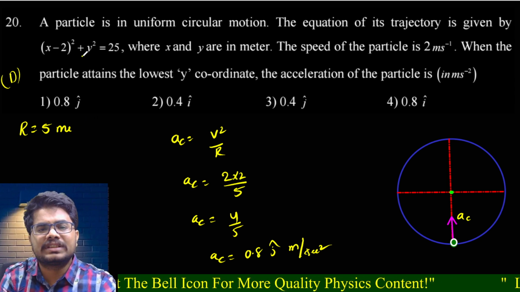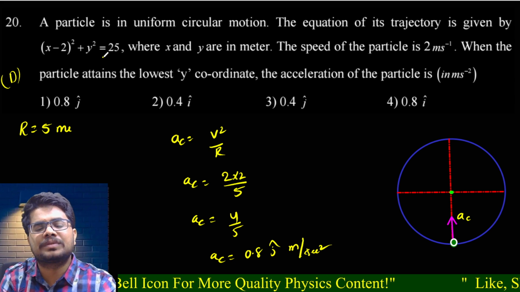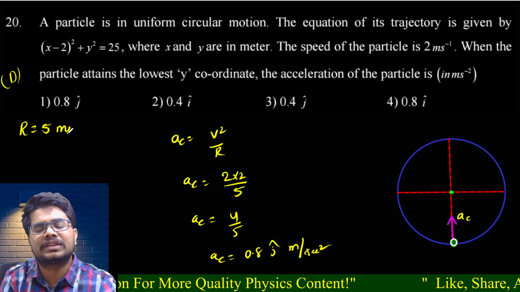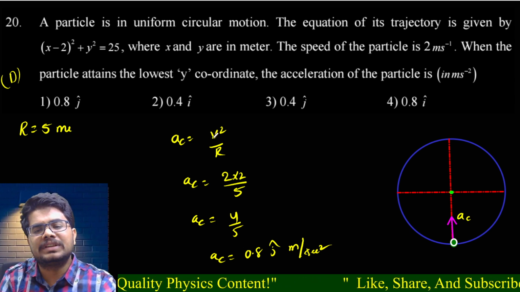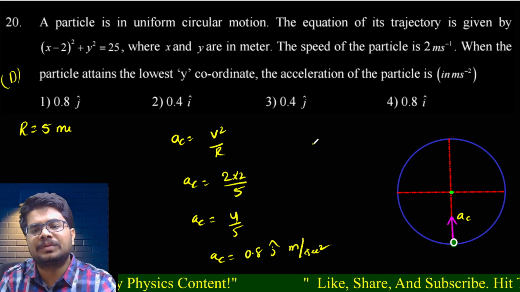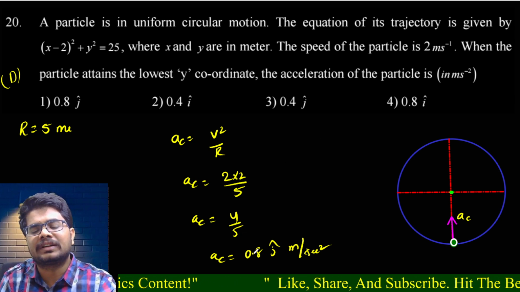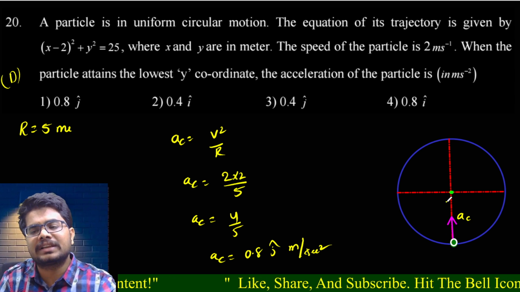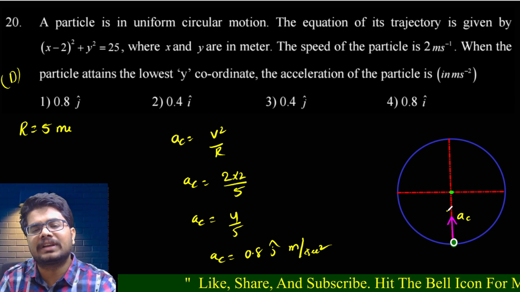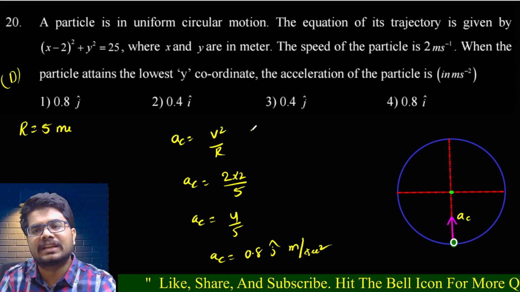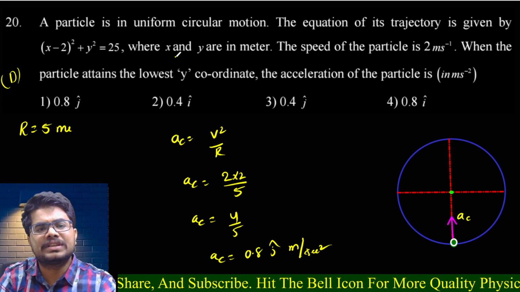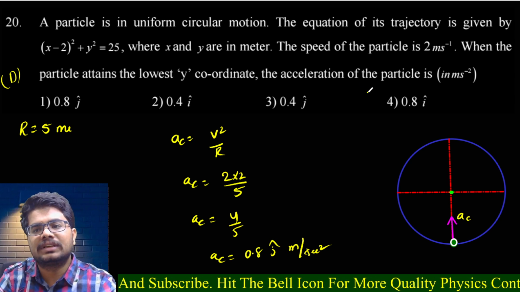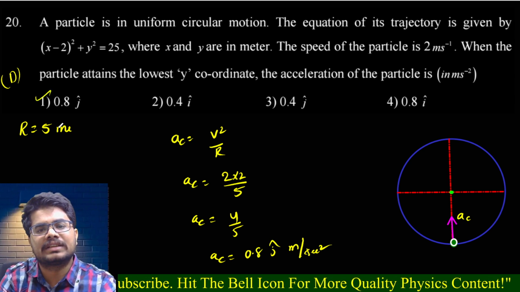If you observe, this is the circle equation. X square plus y square equals r square format is there. R value is 5 meters. Centripetal acceleration formula is a equal to v square by r. V value they gave is 2, so 2 into 2 by 5, 4 by 5, 0.8. At the lowest point, the particle's centripetal acceleration acts upward. Upward means you can take J cap. Yes, it's acting along J cap. Fine. So which option is correct? Option 1 is correct in this case.